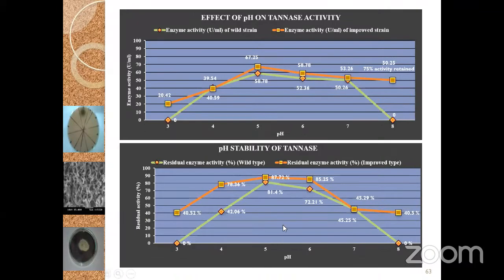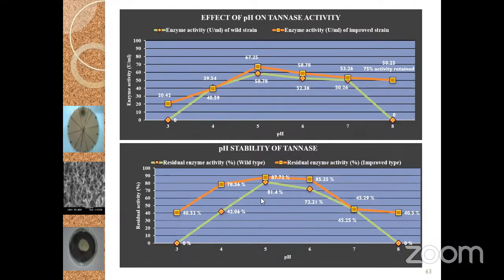Then we checked different pH for determining the stability of the enzyme. Starting from pH 3 to pH 8, we exposed the enzyme to the different pH, and it was observed that the wild strain retained 58.78% enzyme activity at pH 5, while the improved strain shows 67.25% of the enzyme activity at pH 5.